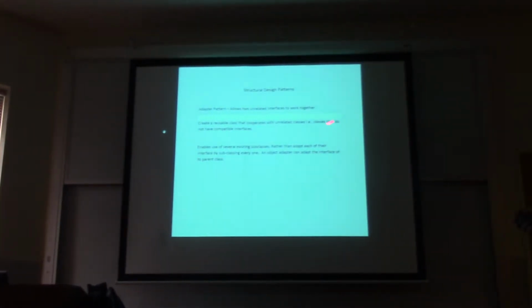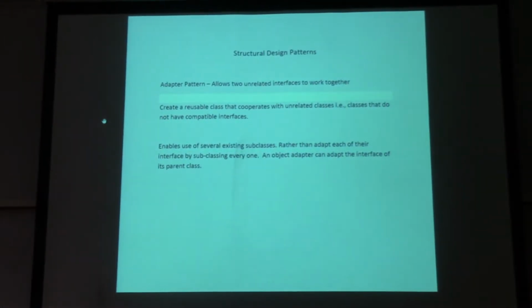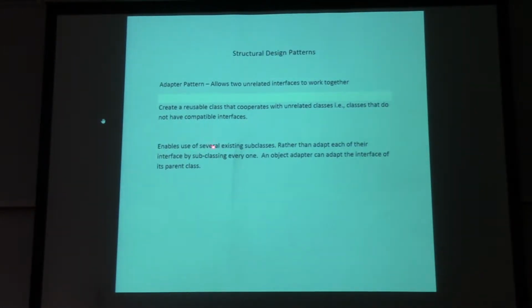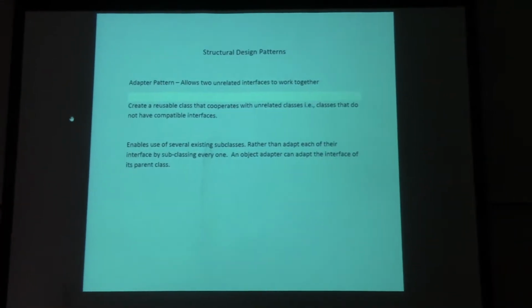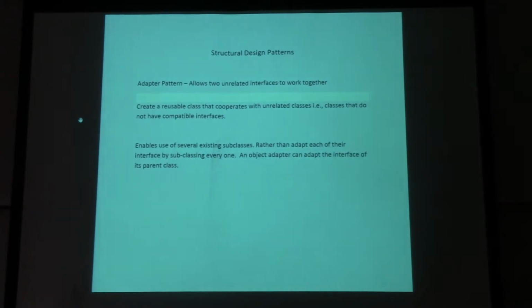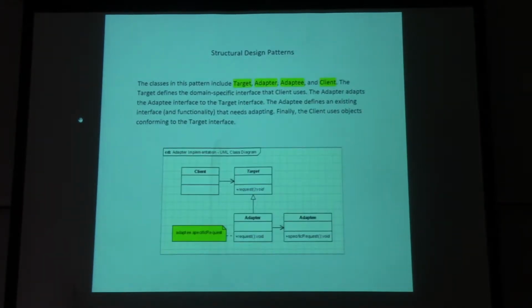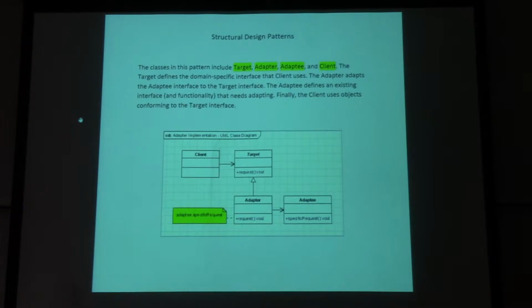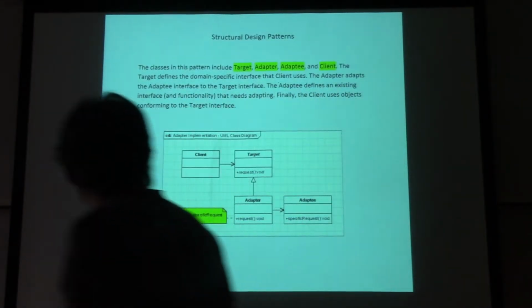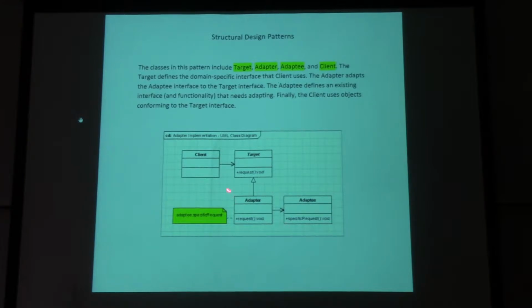Okay, so the classes do not have compatible interfaces. So it enables the use of several existing subclasses. I have this piece, it works great. I have this piece, it works great. They just don't work great together. So I want to make that adapter work. So the idea is we have 4 classes that we have to implement. One of them is going to be the target, the adapter, the adaptee, and of course the client is going to drive everything together. So you can see basically the target is here.